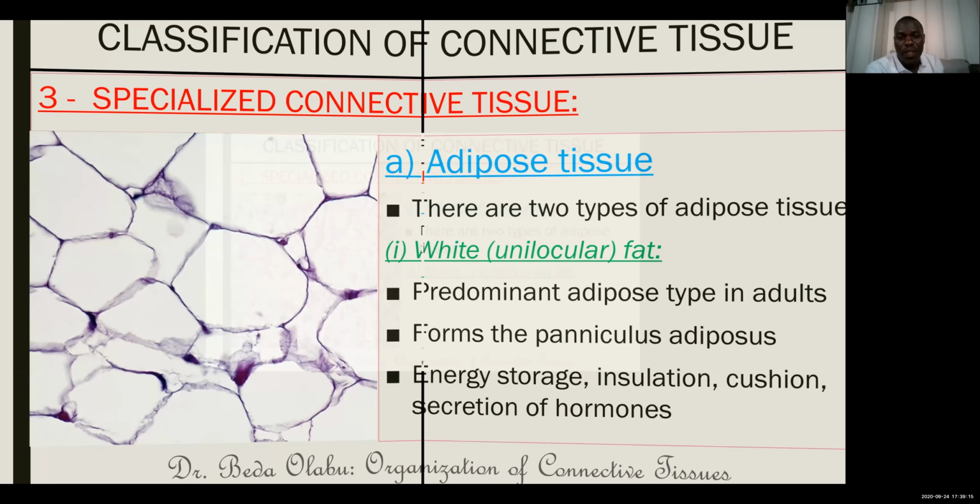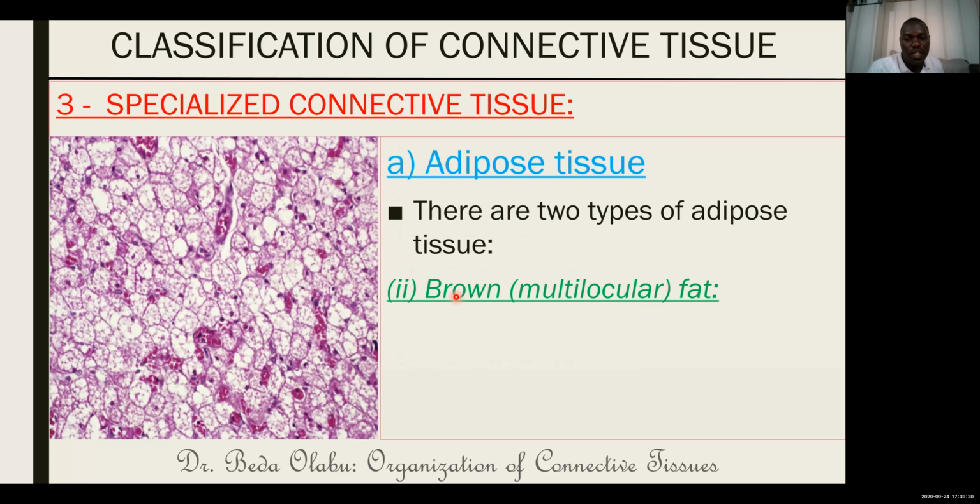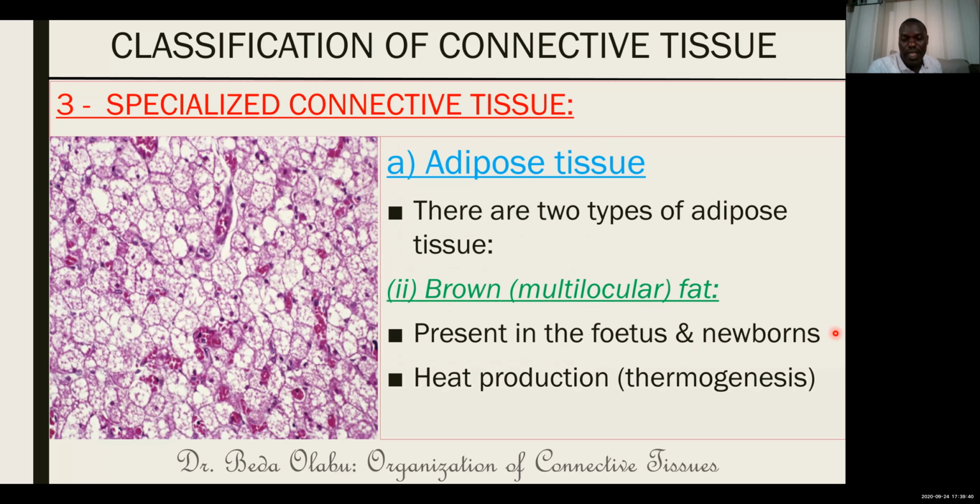The second type of fat is what we call brown fat. If you look at these fat cells, you'll see multiple locules within each cell. Brown fat is multilocular. This type of fat is what we see in the fetus and also in a newborn baby. The primary role of this fat is in energy, in production of heat, that is thermogenesis. So it's important for thermoregulation primarily.